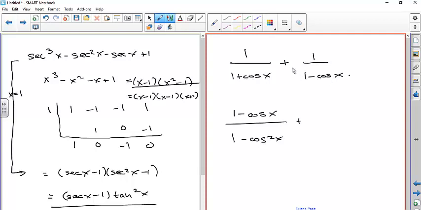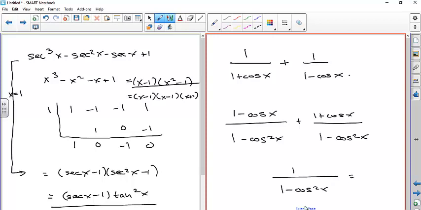And then the second term, you're going to multiply by 1 plus cosine of x in both the numerator and the denominator to get the same denominator. So I multiplied this by 1 minus cosine x over 1 minus cosine x. This is the same by 1 plus cosine of x over 1 plus cosine of x. Now I have the same common denominator, and I add the numerators together, so you have 1 minus cosine plus 1 plus cosine. So the cosines cancel out, and you get 1 divided by 1 minus cosine squared of x.